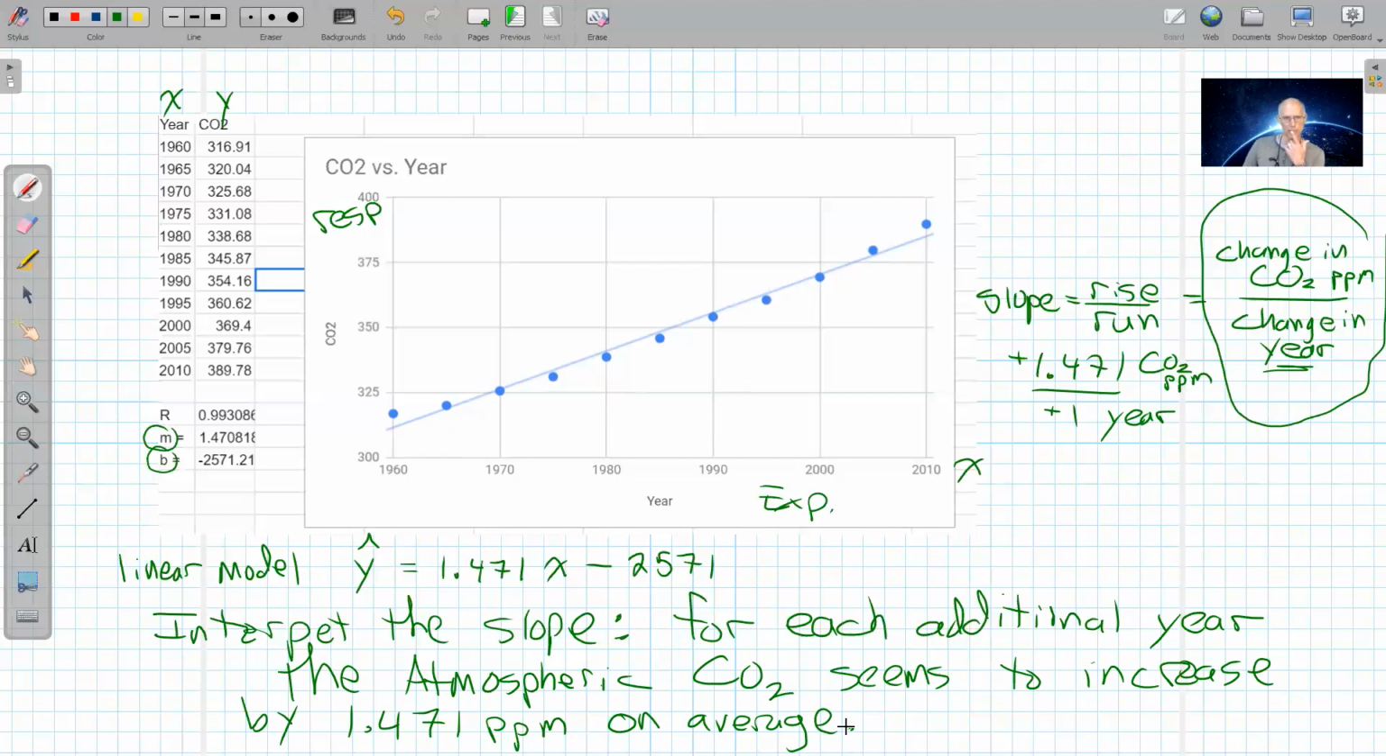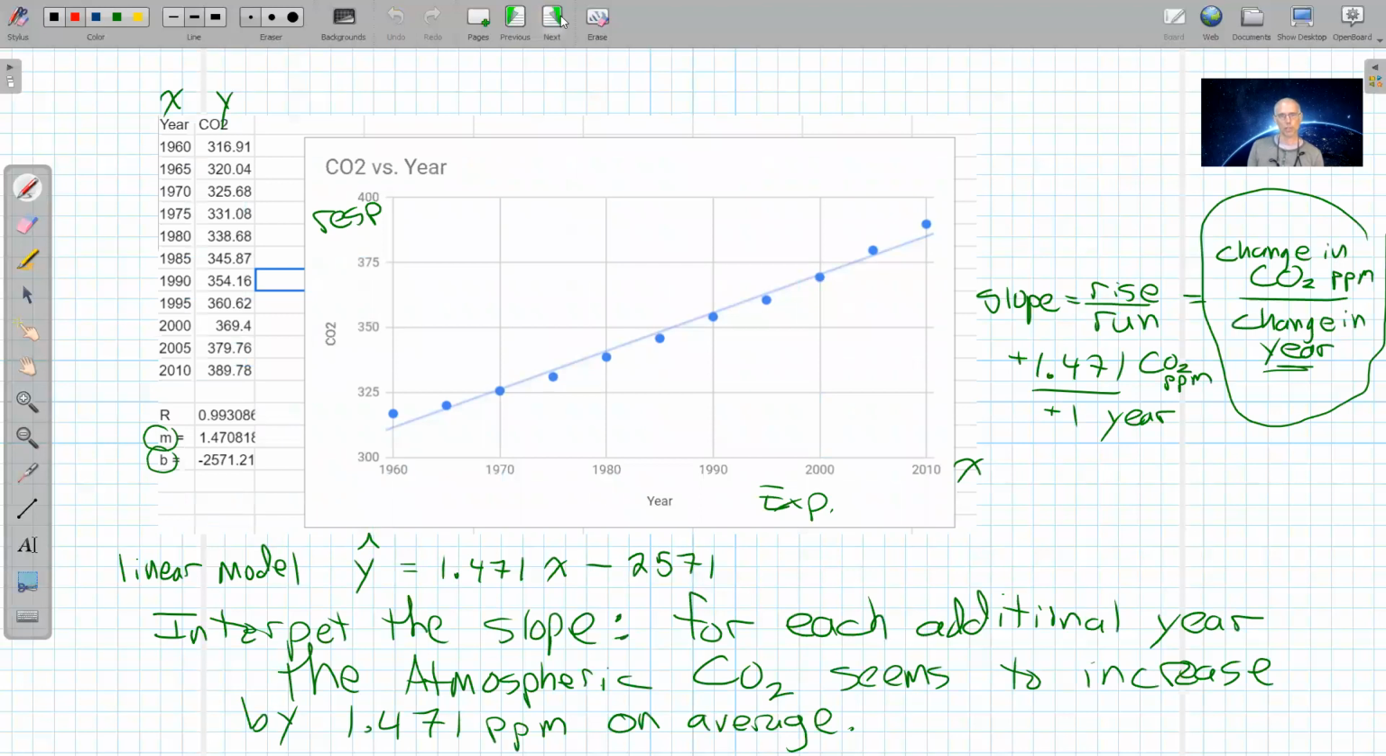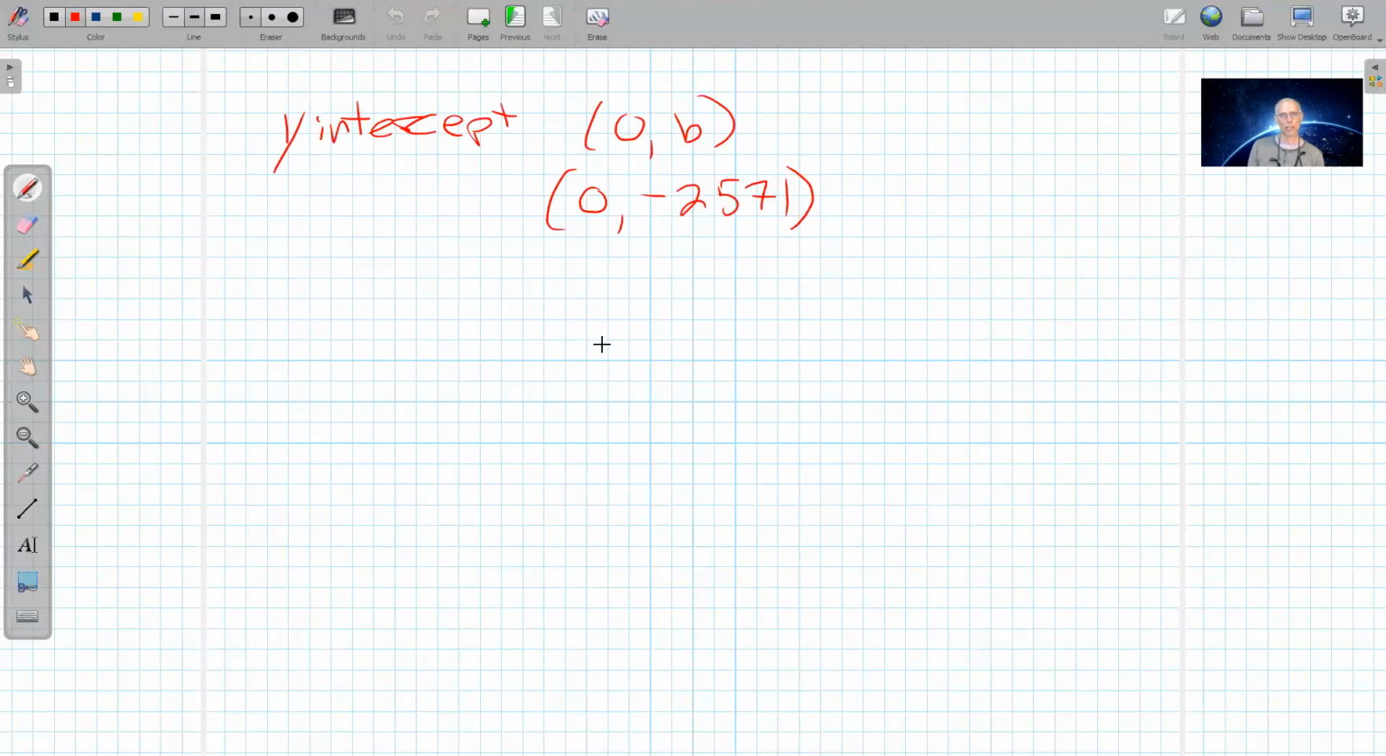What's the y-intercept mean here? Y-intercept, remember, is a point. X is always 0. And so it's the point 0, whatever b is. So for us, it's 0, negative 2,571. Okay, so let's see. So this would be the year, and this would be the CO2.